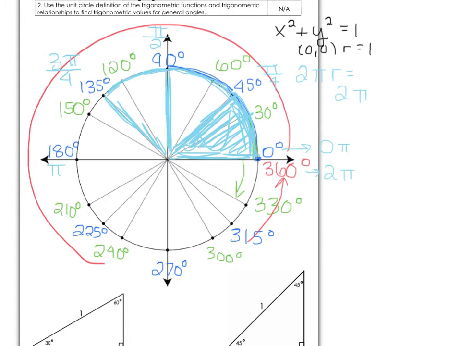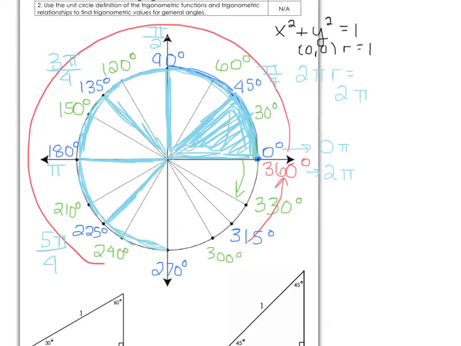Just chop that a little bit for you. If we add another increment of pi over 4, that takes us to 4 pi over 4, which is what we already have of pi. If we continue to add another increment of pi over 4, we are now at 5 pi over 4, which is the radian equivalent for 225.